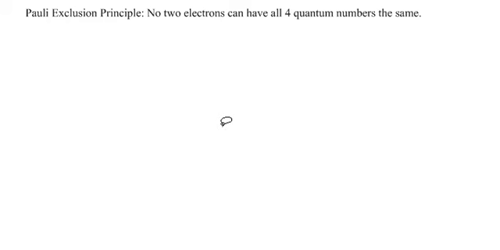I want to talk about the Pauli exclusion principle. If we were to state the Pauli exclusion principle succinctly, we might say that no two electrons can have all four quantum numbers the same.